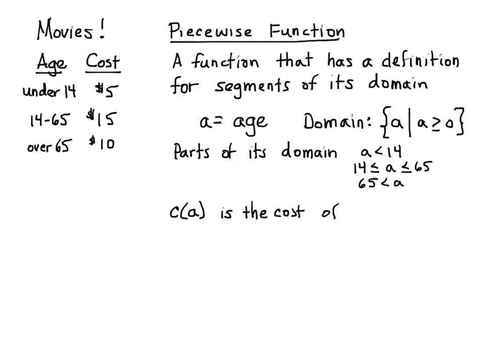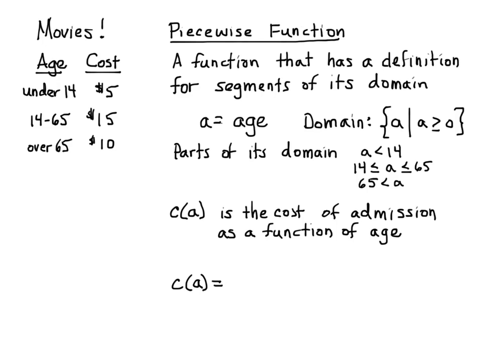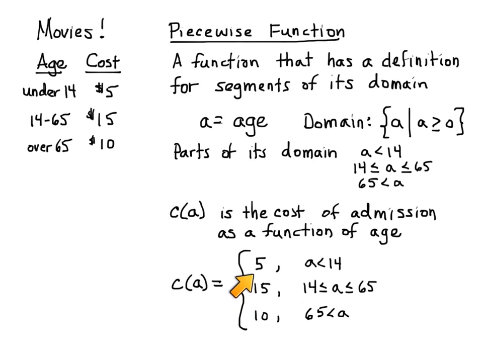And let me say C of A is my function. So this is the cost of admission. I'm going to say C of A. I've defined that. And then the way I'm going to write the whole function is I'm going to use this brace like we used it for sets. We're suggesting that this is a set of equations now, where the value is going to be 5 when I'm less than 14. It's going to be 15 when I'm between 14 and 65, and it's going to be 10 when I'm over 65.